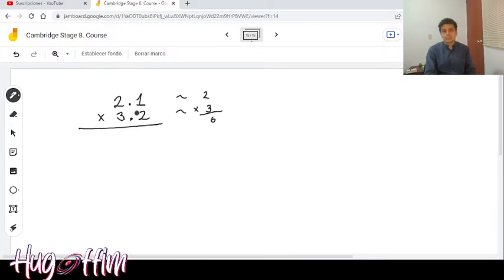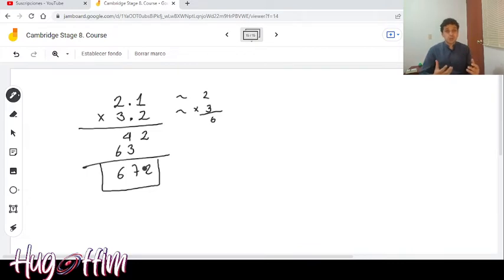If the answer is around 6, you just need to multiply: 3 times 1, 3; 3 times 2, 6; 4 and 3, 7, and 6. And observe that you have this answer, but maybe you don't know where the decimal point should go. So just go to the number that if you round it, it will be closer to 6. In this case, 6.72. That's the first idea when you multiply decimals.